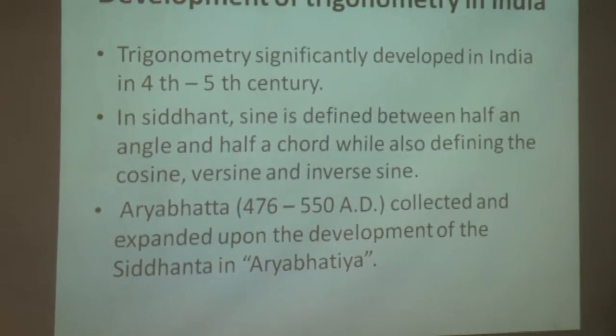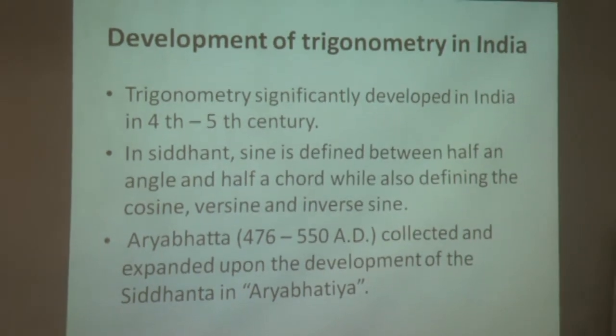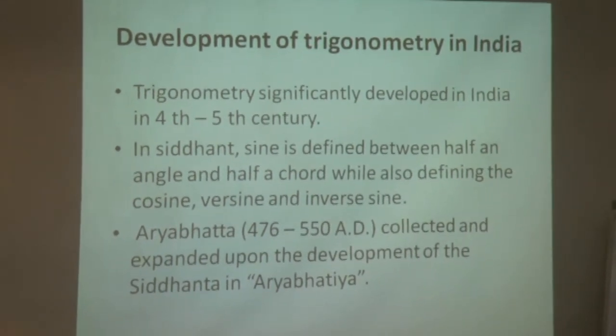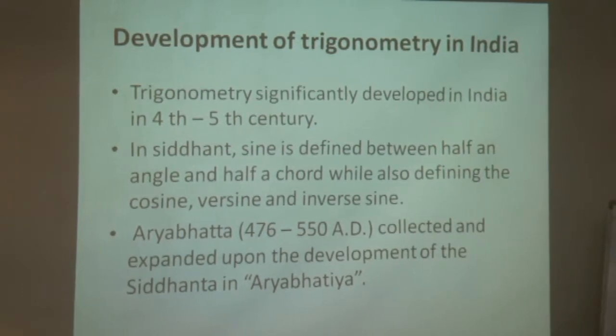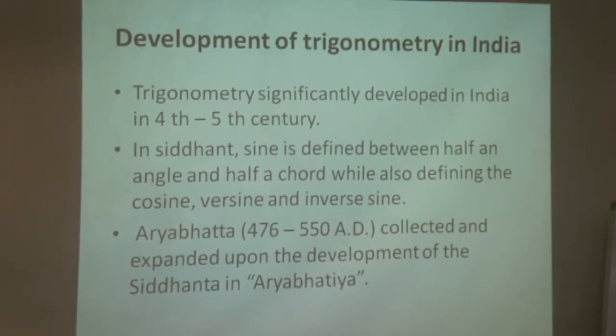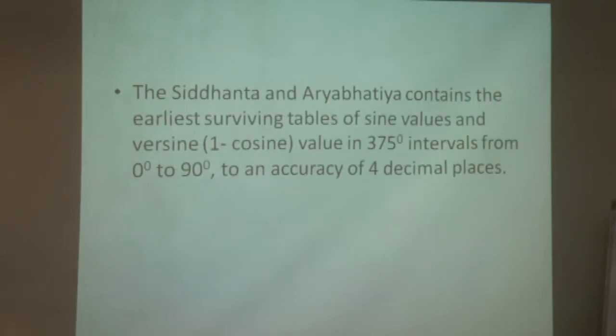Let us look at the development of trigonometry in India as well. Trigonometry developed significantly in India in the 4th to 5th century. In the Siddhanta, sine is defined between half an angle and half a chord, while also defining the cosine, versine and inverse sine, where versine means 1 minus cosine. Aryabhatta collected and expanded upon the development of the Siddhanta in the Aryabhatiya. The Siddhanta and Aryabhatiya contain the earliest surviving tables of sine and versine values in 3.75 degree intervals from 0 degrees to 90 degrees, to an accuracy of 4 decimal places.